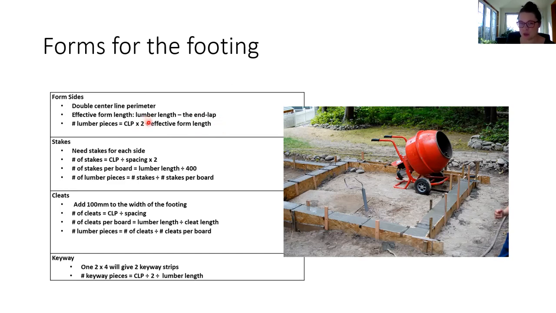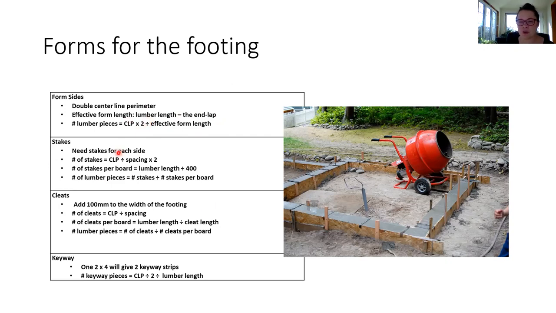Okay, so form sides are pretty easy. You find out how long is the section, what's the perimeter. Okay, you got to do inside and outside, so we double it, and then we're going to divide it by the length of our lumber. And we're going to use a special length. We're going to use what we call the effective length. We'll learn what that is in a minute.